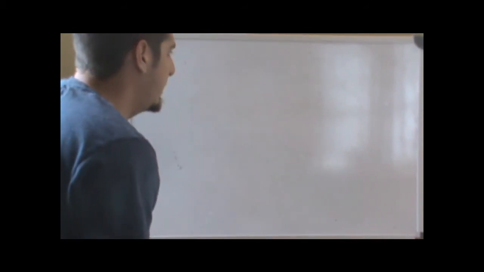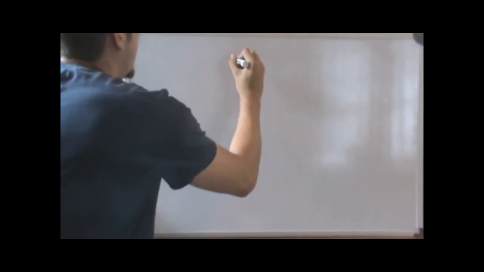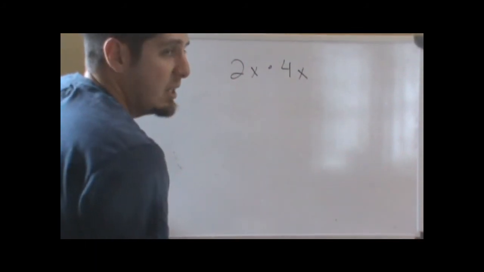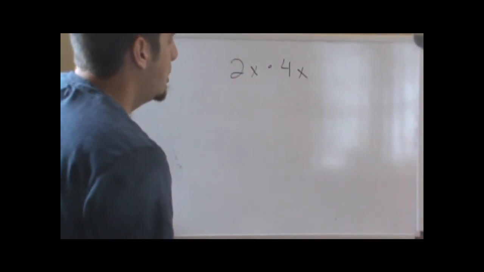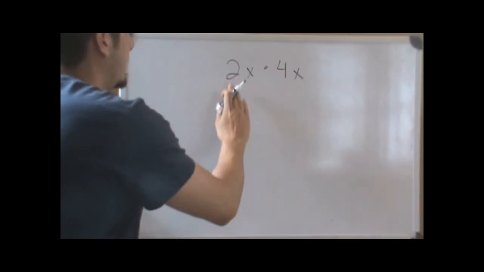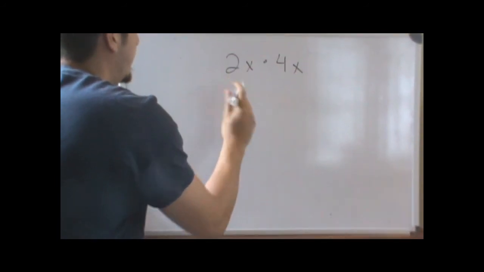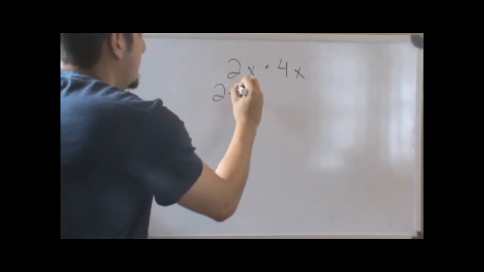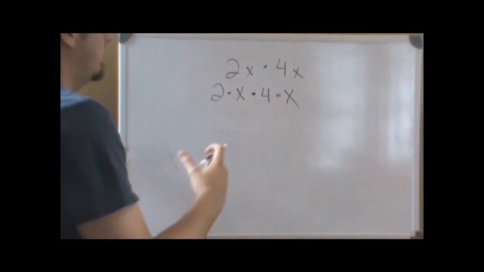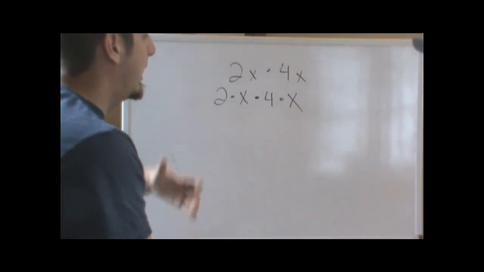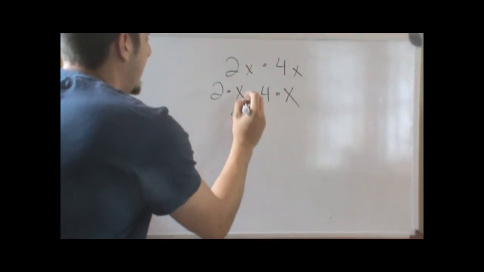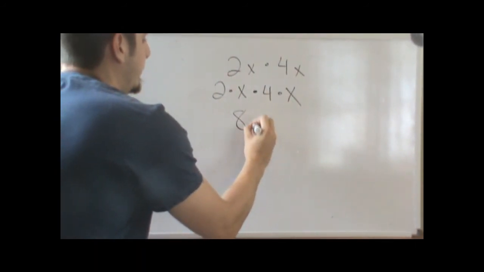Because pretty much what you're doing when you have something like 2x times 4x is simplifying. We cannot solve this problem because we don't know what x is. So we're going to do as much to the problem as we can to make it as simple as possible. I know I can do 2 times 4, because remember, 2x is the same thing as 2 times x, and 4x is the same thing as 4 times x. Okay? And with all multiplication, I can multiply in any order I want. So 2 times 4 is 8. x times x is x squared.